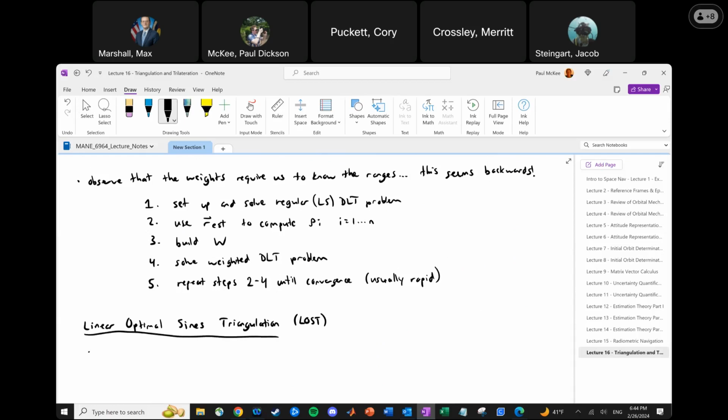So the natural evolution of DLT and weighted least squares DLT is maximum likelihood estimation DLT. And that's exactly what this is. And this is the LOST algorithm. It is more complicated. Takes longer to set up.